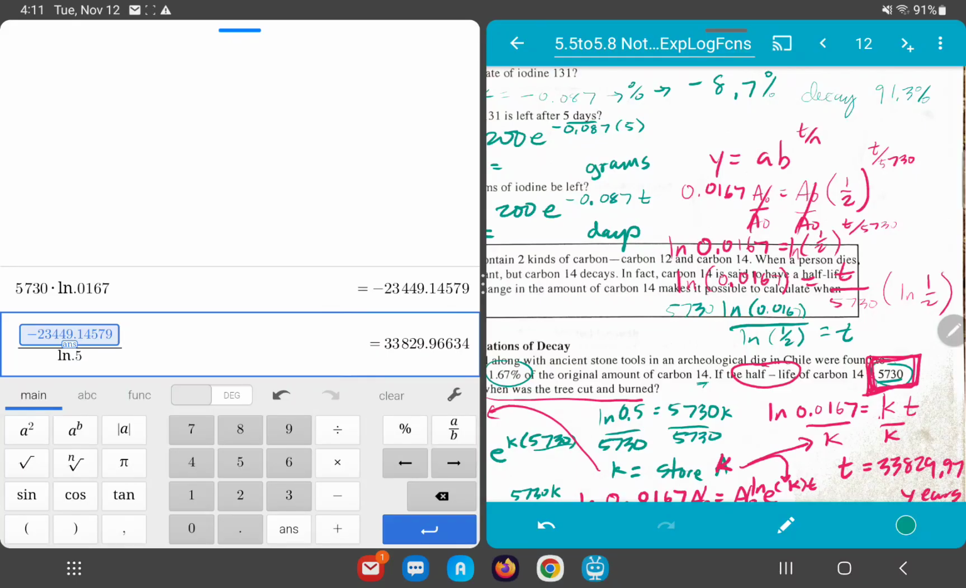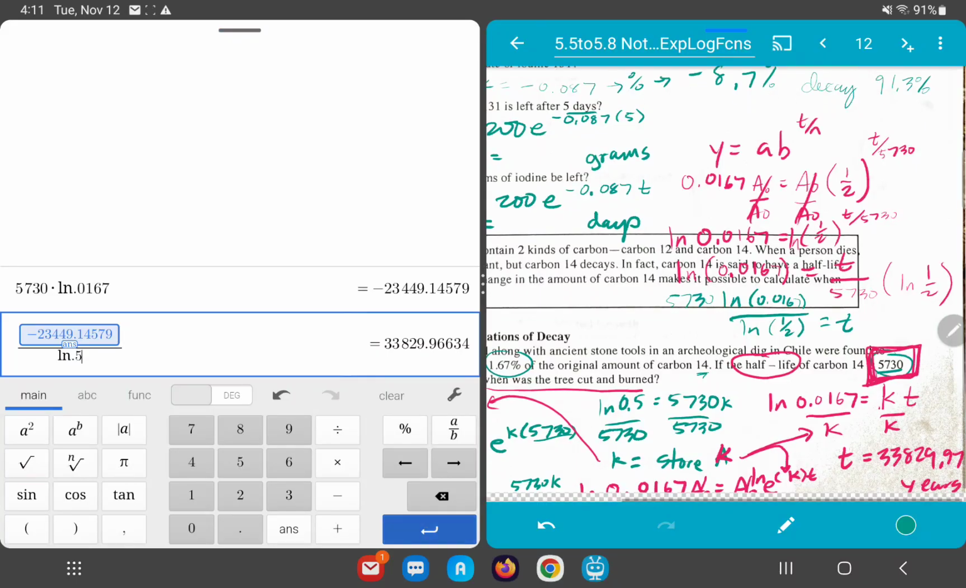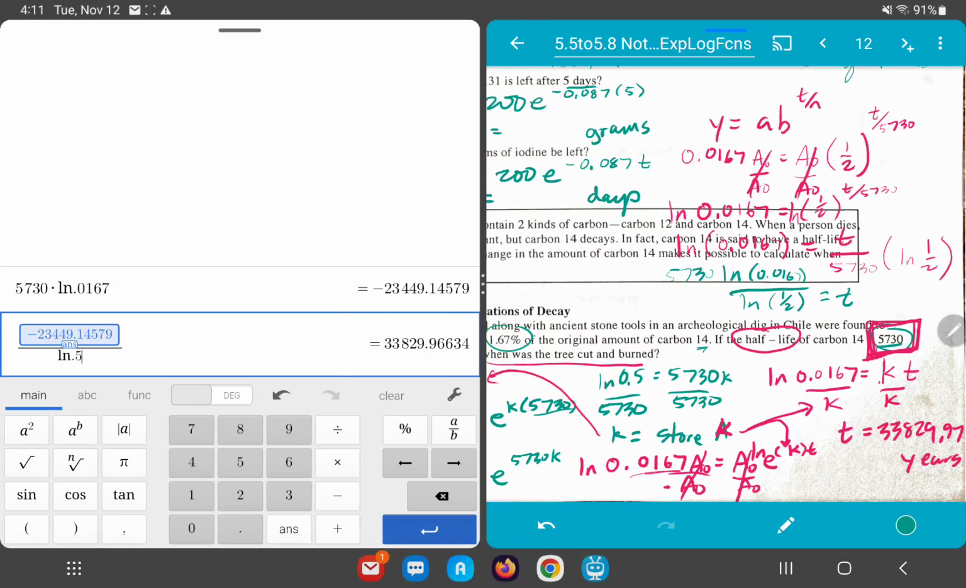Just like that. And you'll notice, yet again, we get the same answer, 33,829 years right there. And so you get the same result there. So you can see how you can use this particular formula. If you're talking about half-life, you have half the amount of material. Just put that in your B value.